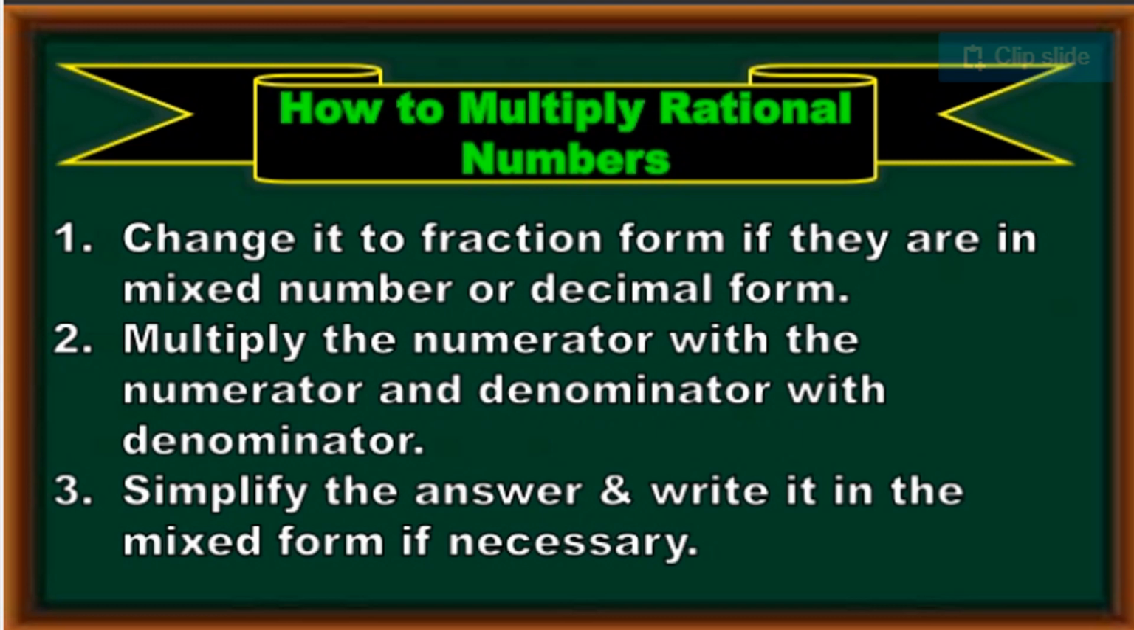Ayan, meron pa tayong how to multiply rational numbers. Number 1, change it to fraction form if they are in mixed number or decimal form. Number 2, multiply the numerator with the numerator and denominator with the denominator. Okay, numerator times numerator, denominator times denominator. Number 3, simplify the answer and write it into mixed form if necessary. Okay.